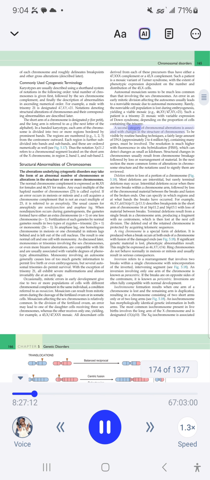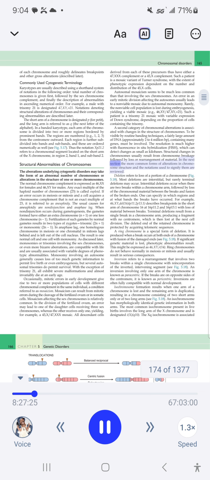A second category of chromosomal aberrations is associated with changes in the structure of chromosomes. To be visible by routine banding techniques, a fairly large amount of DNA, approximately 2 to 4 million base pairs, containing many genes, must be involved. The resolution is much higher with fluorescence in situ hybridization, FISH, which can detect changes as small as kilobases. Structural changes in chromosomes usually result from chromosome breakage followed by loss or rearrangement of material.